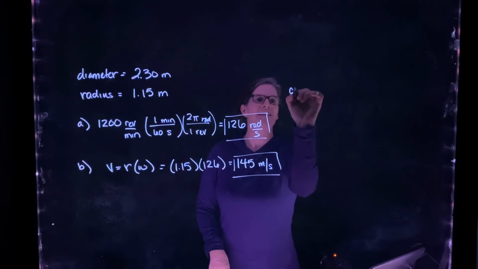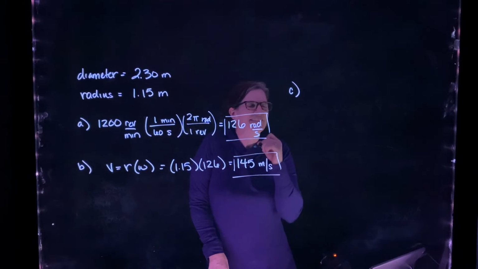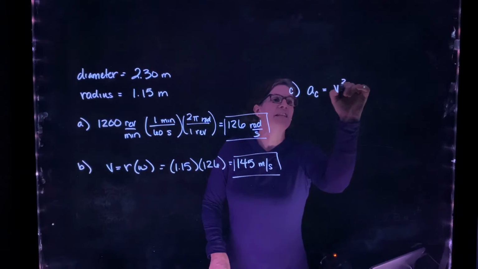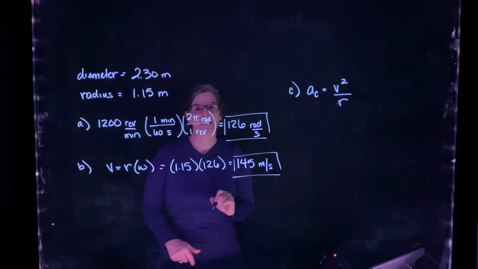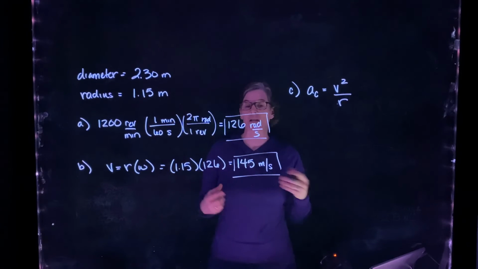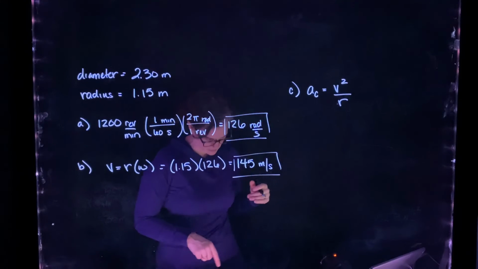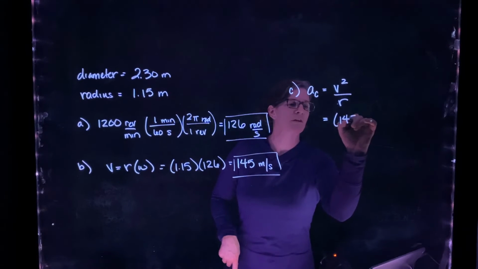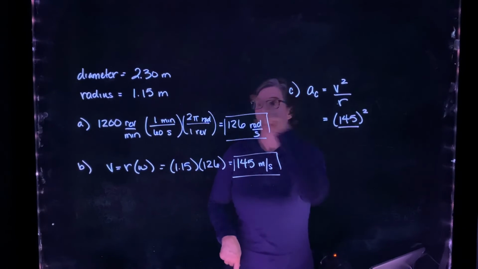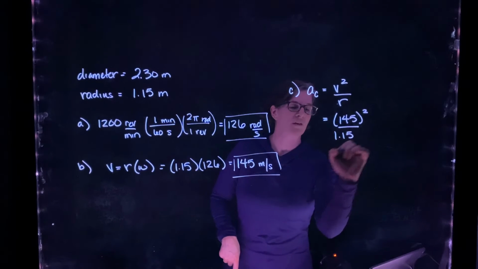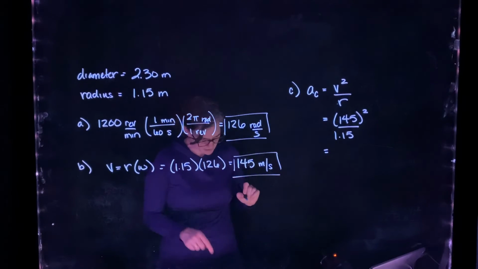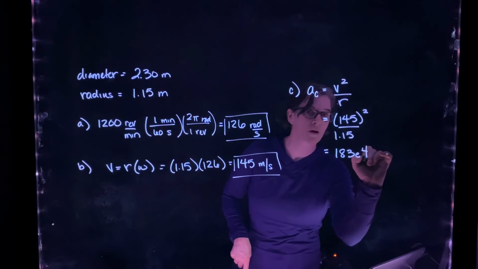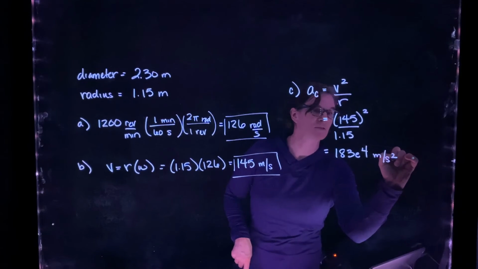Part C asks us, what's the centripetal acceleration? The centripetal acceleration, remember, is the linear speed squared over the radius. It's also omega squared times the radius, so we could use either one, but I just figured out the linear speed, so we'll use that one. The linear speed is 145 squared over our radius of 1.15. That gives us a centripetal acceleration of 1.83 times 10 to the 4th meters per second squared.